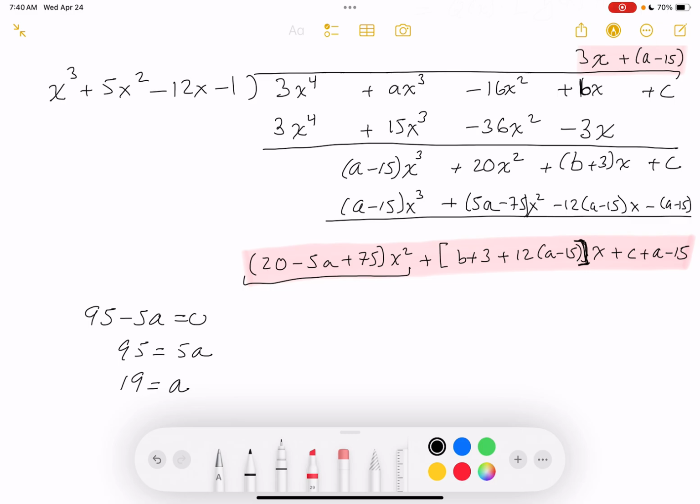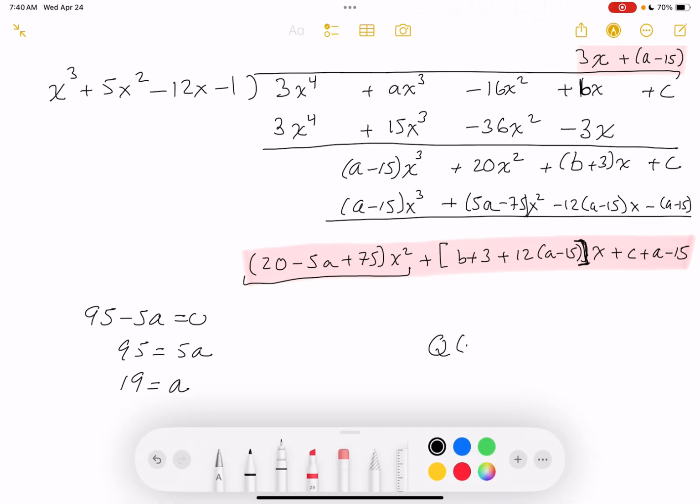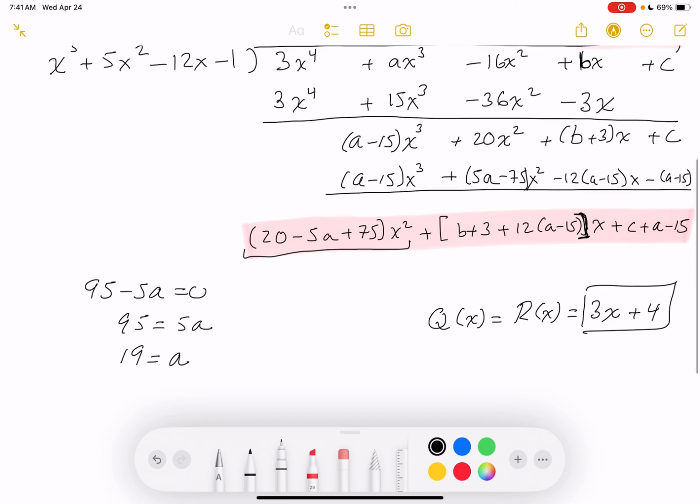All right? Now, by the way, I know the quotient now. I'm going to go further than that, though, but I could write the quotient down for you. And the quotient's the same thing as the remainder. I'm looking at it, it's 3x. The a is 19, and 19 minus 15 is 4. They did ask for that, and I'll put a box on that. But I'll be honest with you, I want to just see if I can do the other ones too, by the way. All right, so I know a.